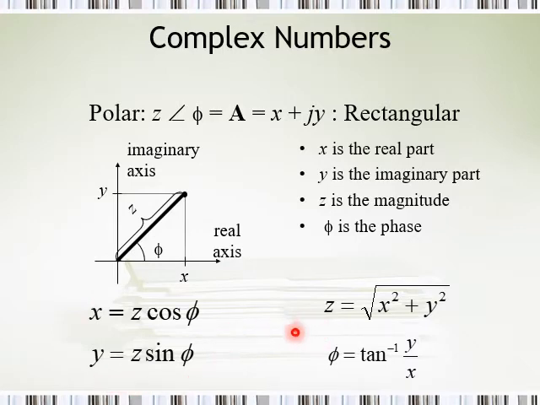And for the polar, Z is the square root of x squared plus y squared, and phi is the inverse tangent of y over x. This is common. Now we don't really see this. We just use our calculator to convert between polar and rectangular.